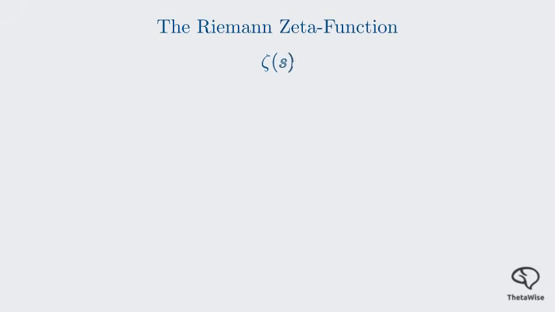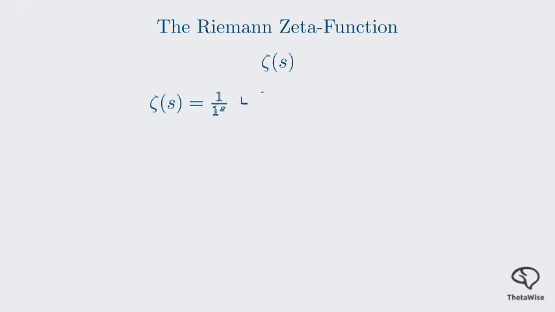The next piece of our puzzle is a very special function. It might look a little intimidating at first, but we'll break it down together. This is the Riemann zeta function. It's a function that takes a complex number s as its input. We'll talk more about complex numbers in a moment, but for now, you can just think of them as numbers that have both a real part and an imaginary part.